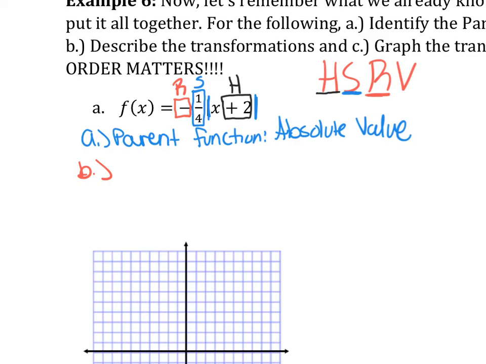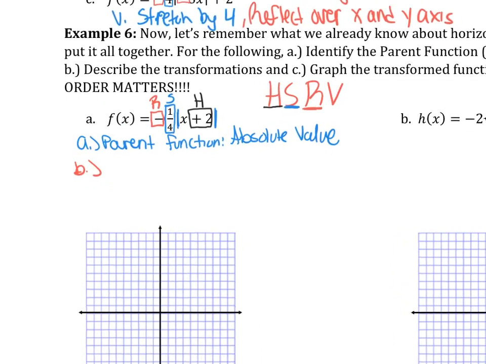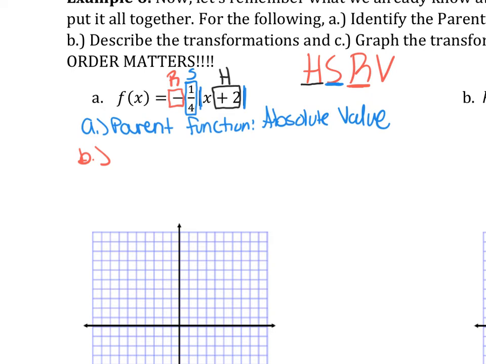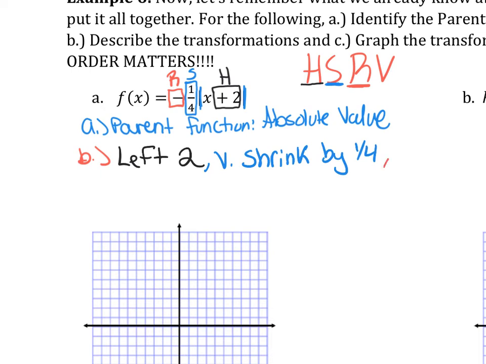Okay, so then we have to list our transformations in the HSRV order. So we would do our H first. We're adding 2. So if it's a plus 2, that means we move to the left 2. For the stretch or shrink, it's 1/4 that's being multiplied. 1/4 is less than 1. So this is a vertical shrink by 1/4. And then the negative sign is on the outside. So this reflects over the x-axis.